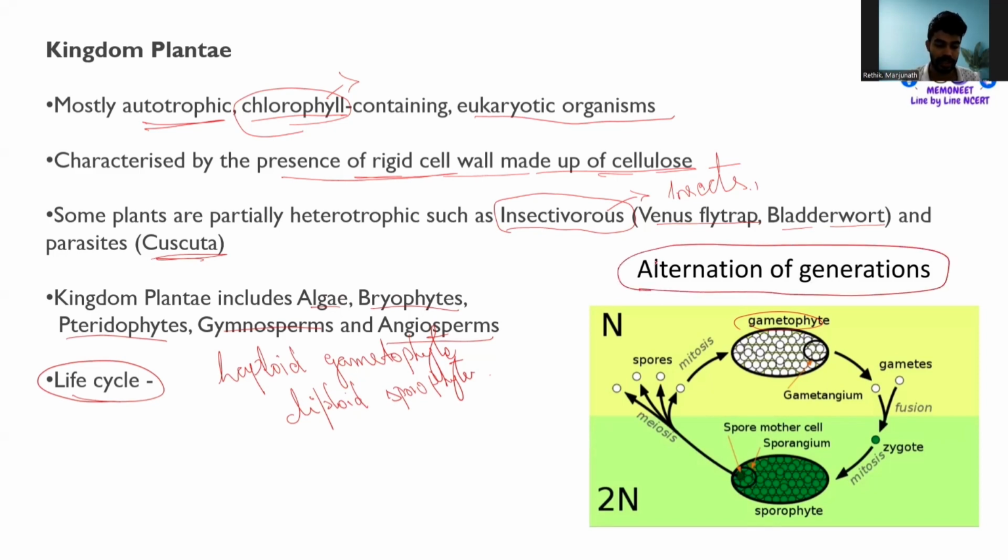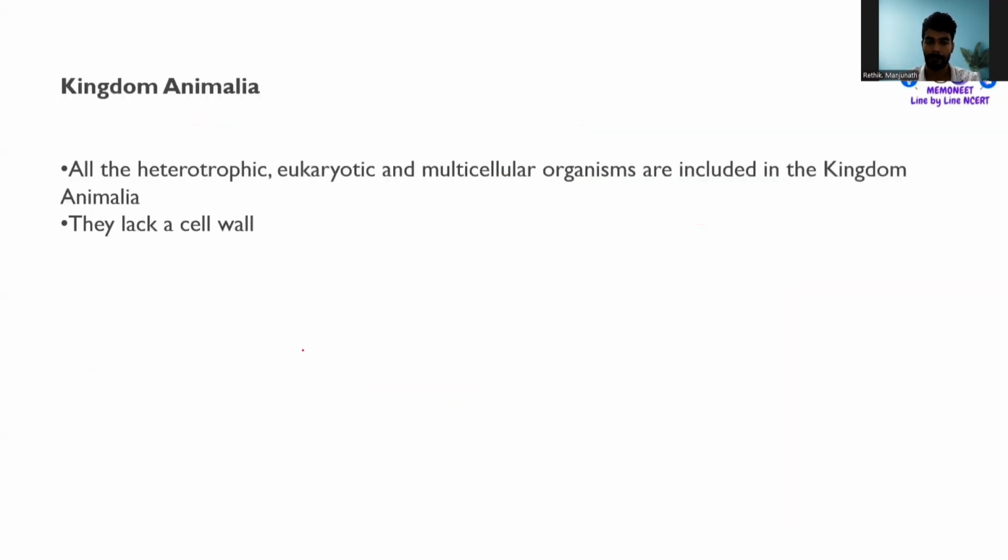Alternation of generation is nothing but the phases from gametophyte to sporophyte differing from one plant to another plant. This phenomenon is called alternation of generation. You are going to learn about alternation of generation and all these algae, bryophytes, pteridophytes, gymnosperms and angiosperms in the next chapter in depth and in detail.